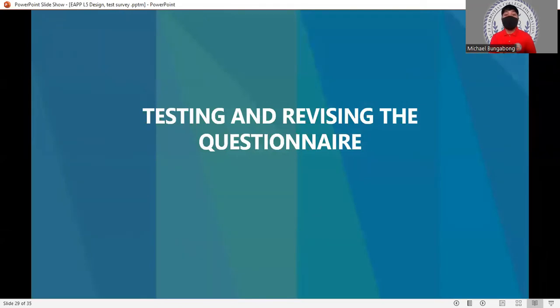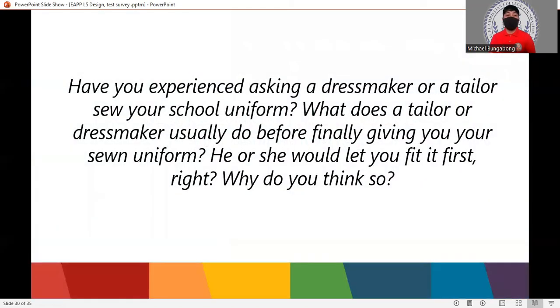And now we do have the testing and revising of the questionnaires. All right. So testing and revising the questionnaires. Have you experienced asking a dressmaker or a tailor to sew your school uniform? So what does a tailor or dressmaker usually do before finally giving you your uniform? He or she would let you fit it first, right? Why do you think so? Right. So I know you already have your answer in your mind, but definitely the reason for that is we wanted to make sure that the uniform fits you.